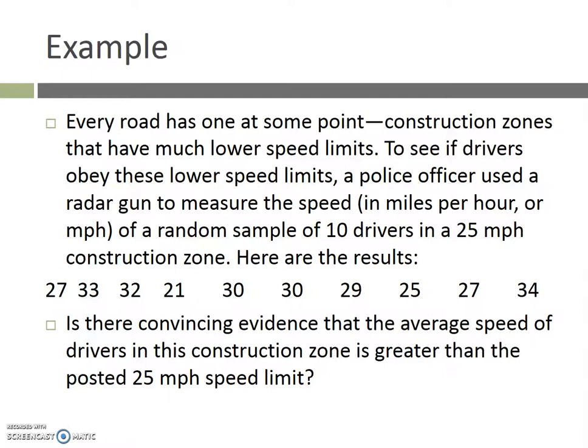If I were you, I would just go ahead and plug those 10 data values into your calculator now. Put them in your list 1. We're going to use them here in a little bit. Is there convincing evidence that the average speed of drivers in this construction zone is greater than the posted 25-mile-an-hour speed limit? All right, so let's work through this together.